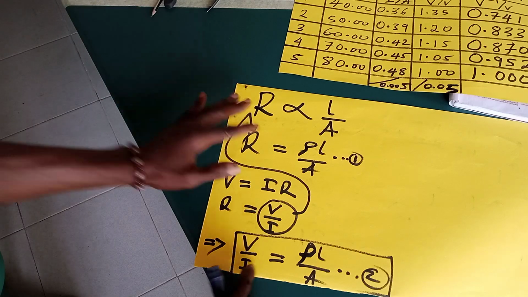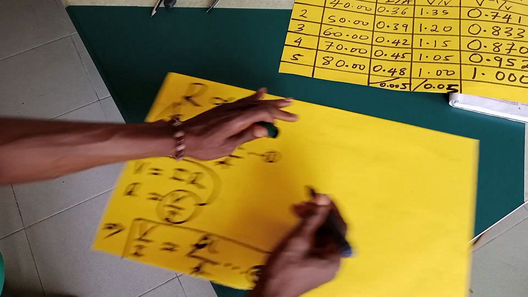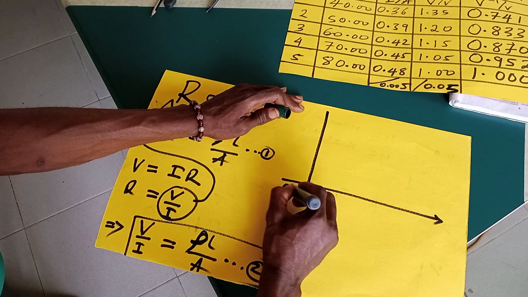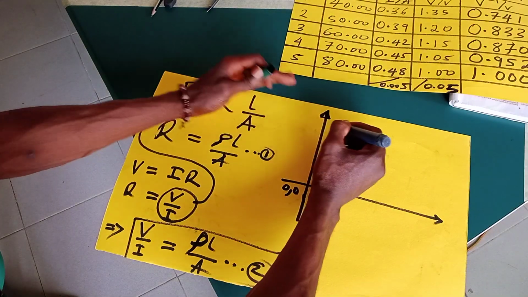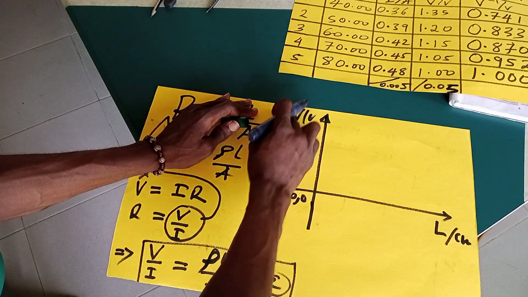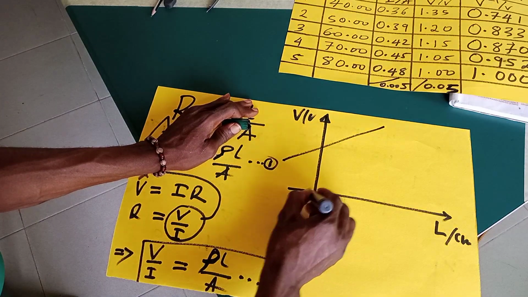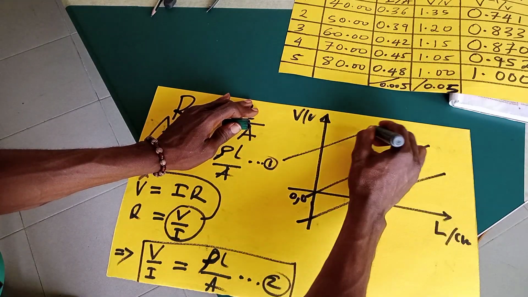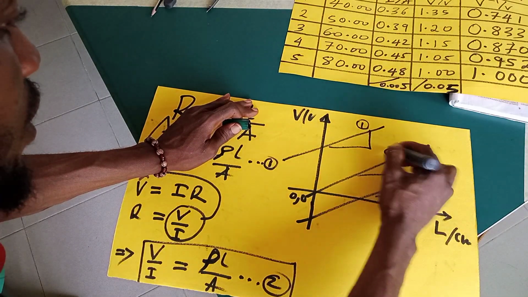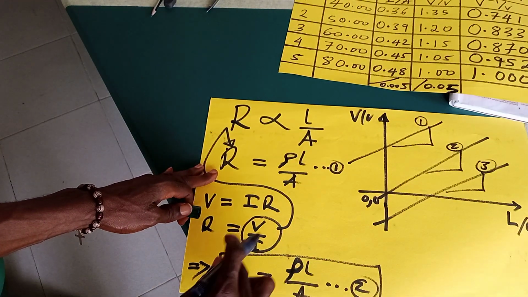It means that if you plot the graph of V against L or L against V, you are going to have something like this: 0, 0. The graph of V in volts against L in cm, or L in cm against V in volts, you're going to have something like this. Something like this, or something like this. And this will be your slope. So this is graph 1, graph 2, graph 3. So any of these will be the graph of L against V or V against L.